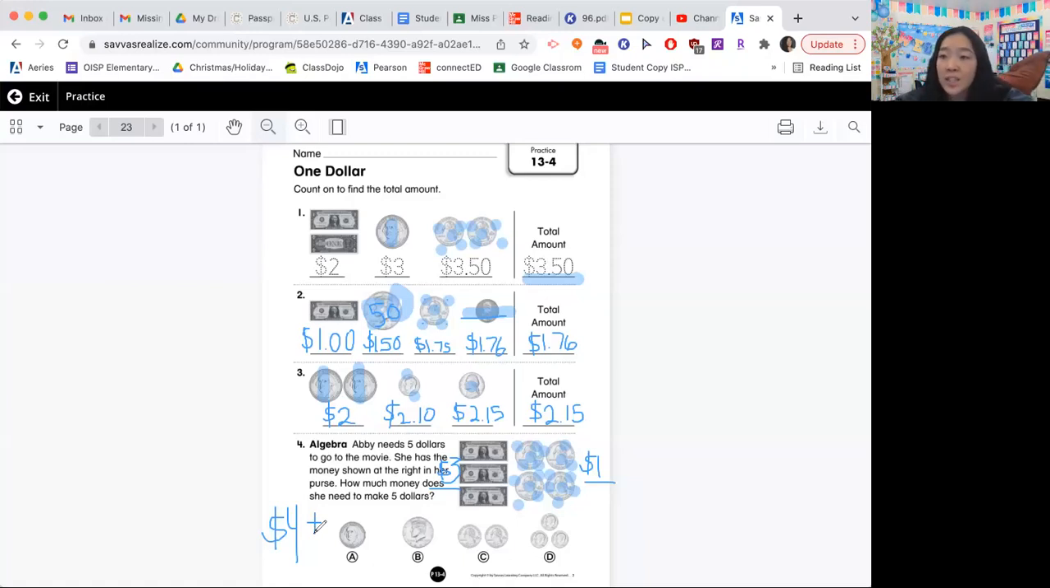Is it me? I see you guys unmuting, but I don't hear anything. Put it in the chat. $1 coin. Very good. She's going to need the dollar coin. Very good. Because $4 plus another dollar coin would be $5 total.